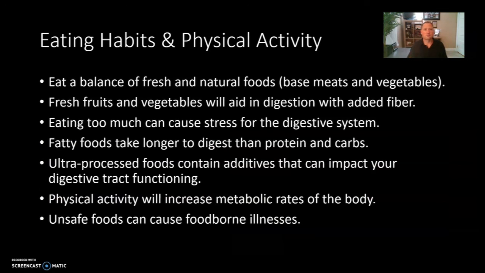Well, how can we help? Well, eat a balance of fresh and natural foods, base meats and vegetables. These are what our ancestors ate, all right? The meat and vegetable diet. What was always natural in the world. Our bodies are meant to take down what was natural, not unnatural. Fresh fruits and vegetables will aid in digestion with added fiber. Be careful because there is still added sugar in fresh fruit, so you want to watch out for that.